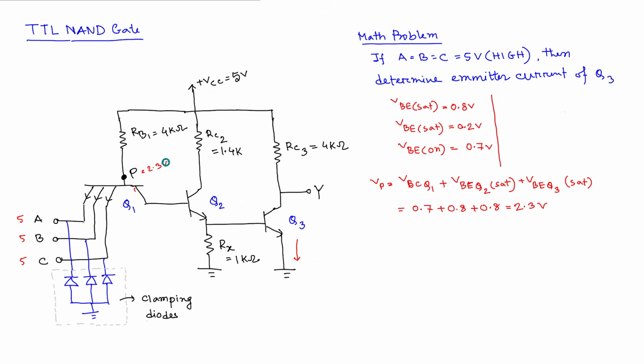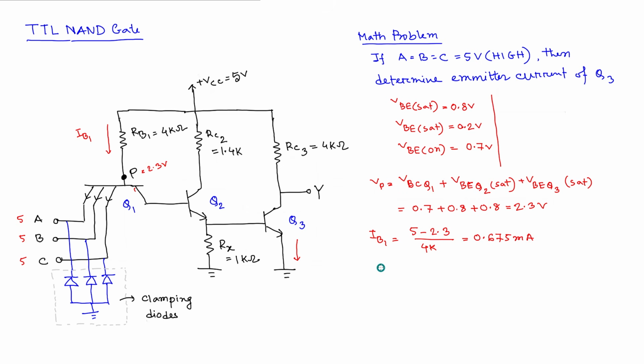Then we can also find out the current going through this path. Let us call that IB1. So IB1 is equal to this voltage minus this voltage divided by this resistance. So 5 minus 2.3 divided by 4K. So that value is equal to what? It comes out as 0.675 milliampere.